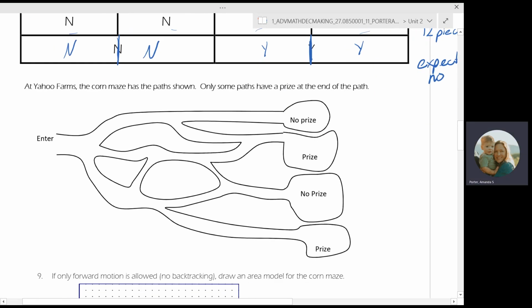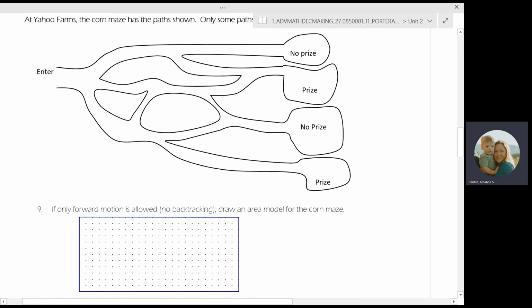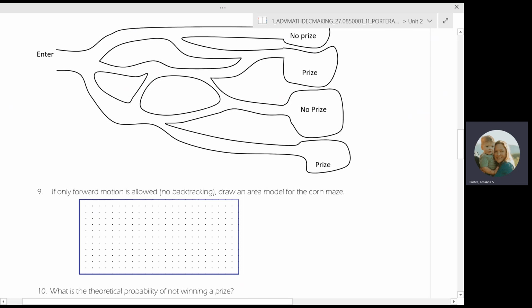All right, now we have an actual maze. So let's see if we remember how to do this actual maze. We'll figure it all out. Area model, all right. So if you'll remember, these blocks right here are always 12 down and 24 across.